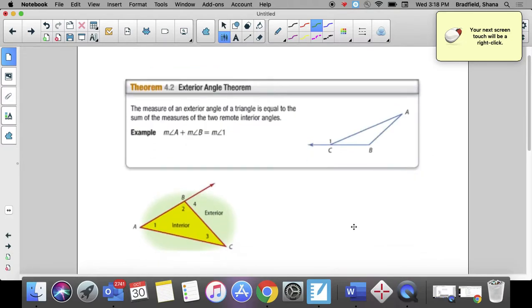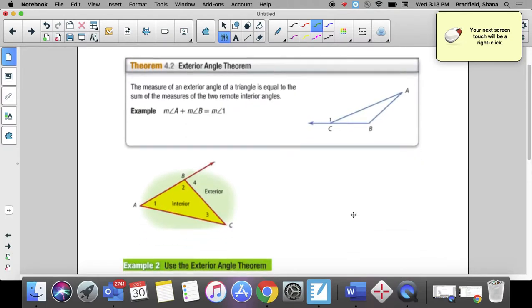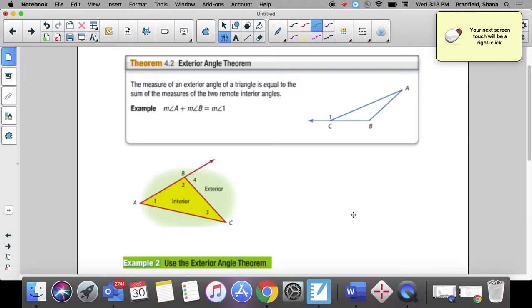Okay, on the next page we have this concept called the exterior angle theorem, and this one's a little tricky. First of all, let's define what an exterior angle is. We have interior angles, which would be angle A and B and C here. All of those are interior angles because they're inside the triangle. An exterior would be on the outside.